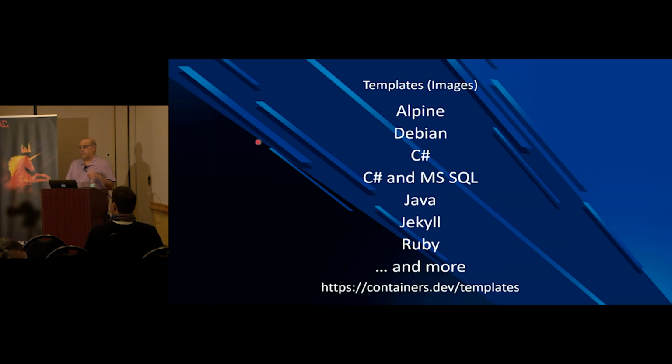So let's look at some of the templates that are here. You have, and this is only a short list, if you go to this URL here, which I'll reference at the end in the slides, there's Alpine images, there's Debian images, there's Scala images, there's Ruby, there's Jekyll, there's Java. There's about 80 or 90 different images that you can choose from for this.